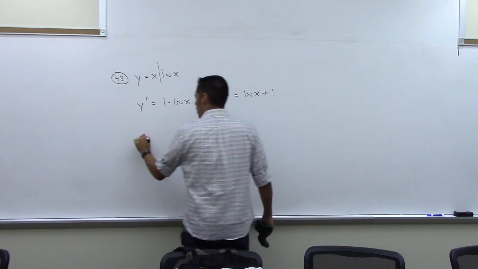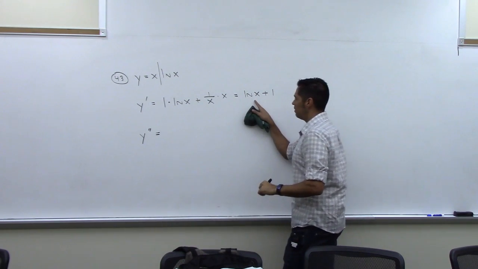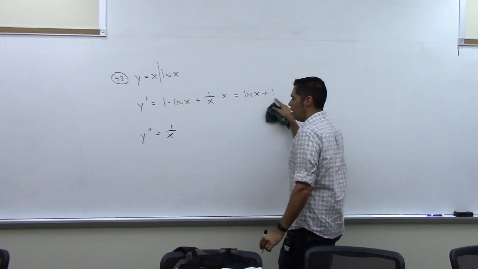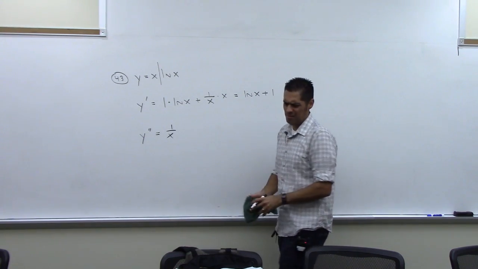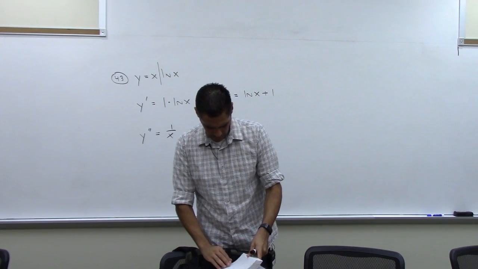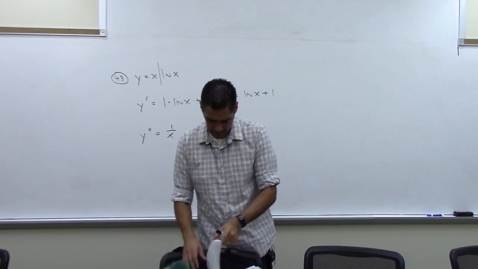And then y double prime is going to be the derivative of this. Derivative of natural log of x, just 1 over x. And derivative of 1 is 0. So that's it. Boy, that was almost too easy. Let's see. This was, yeah, okay.